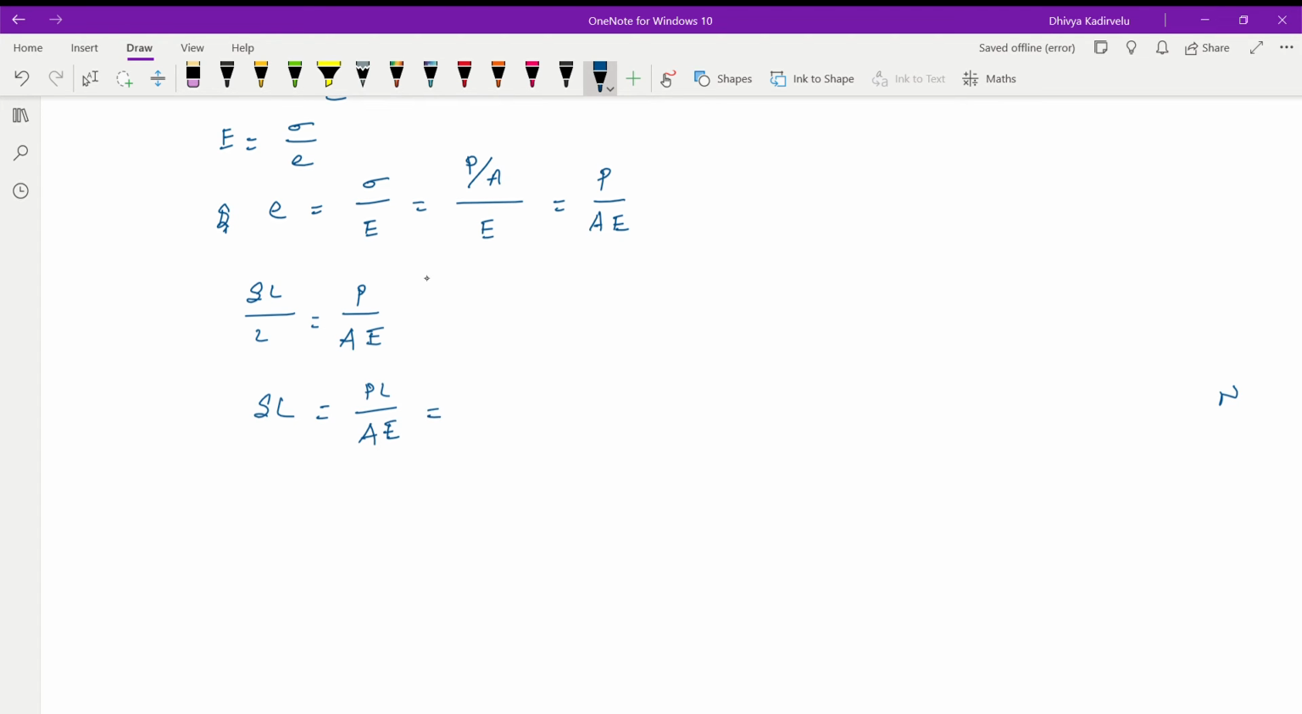I know the P value, P is equal to 100 kilonewton. I am substituting this 100 kilonewton in terms of Newton, so the P value becomes 100 into 10 power 3 Newton. The length value is 50 mm, which is given in the question itself, right? And the area value, what is the area here? Area is equal to 20 mm by 20 mm cross section, which is equal to 400 mm square.